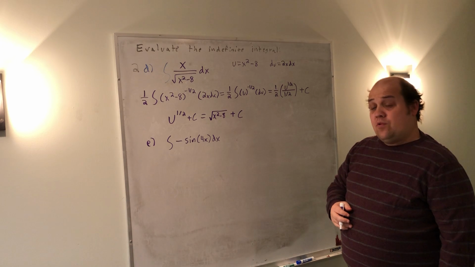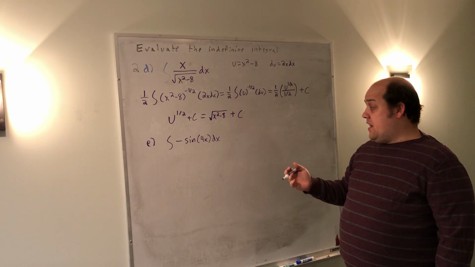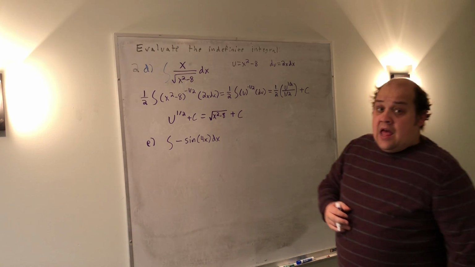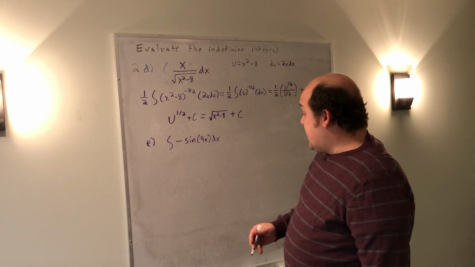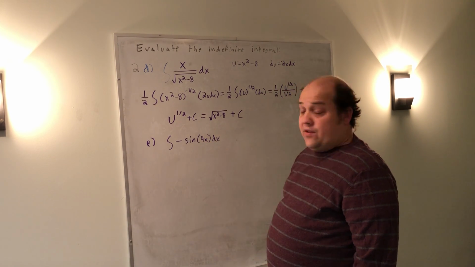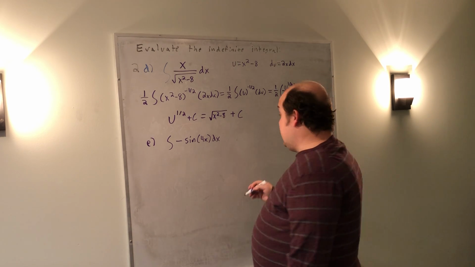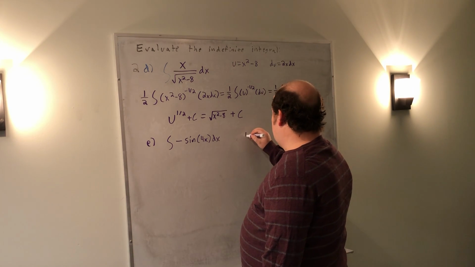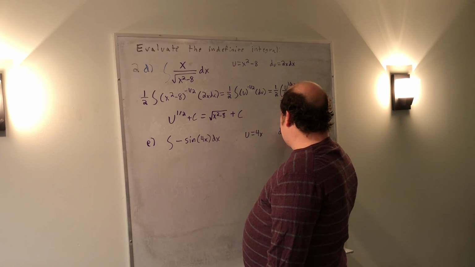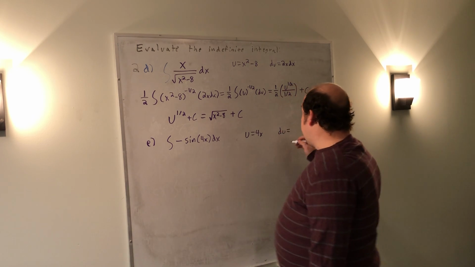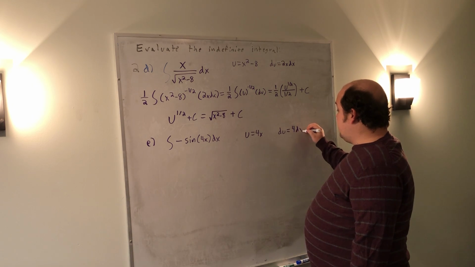For part E, we're asked to look at the integral of negative sine 4x dx. I know how to integrate negative sine. Negative sine integrates to cosine. It's this 4x that's giving me trouble. So really I need to replace that 4x with u. If I set u equal to 4x, when I take the derivative of both sides, I get du on the left, I get 4 dx on the right.